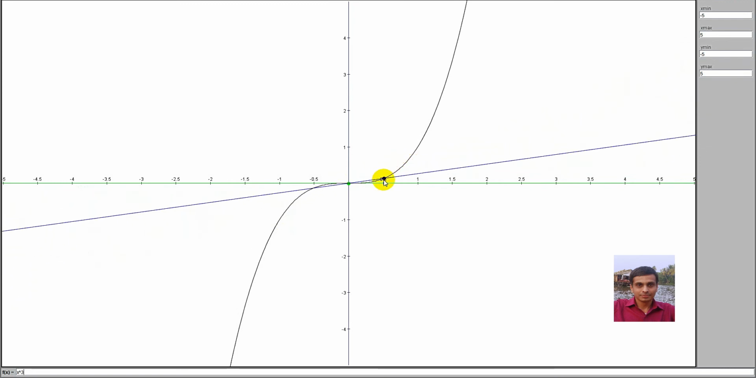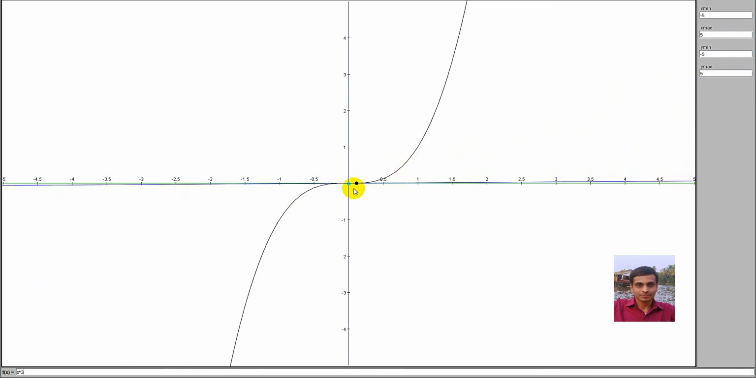And you note that what is the tangent line in this case? The tangent line to the curve x cube at point x equal to 0 is the x-axis. It is crossing the curve. It is not touching the curve. It is crossing the curve.